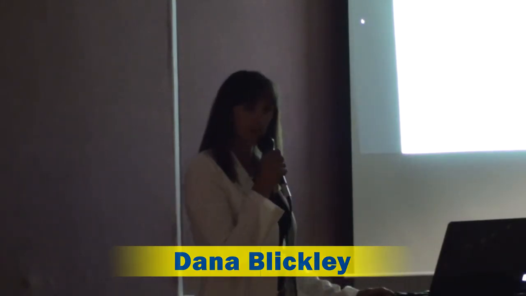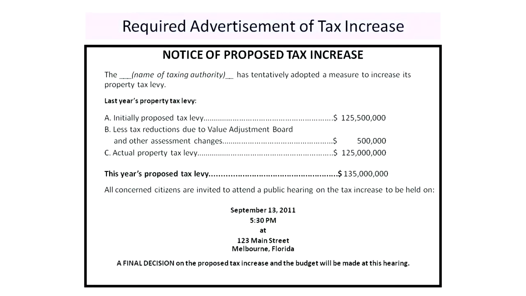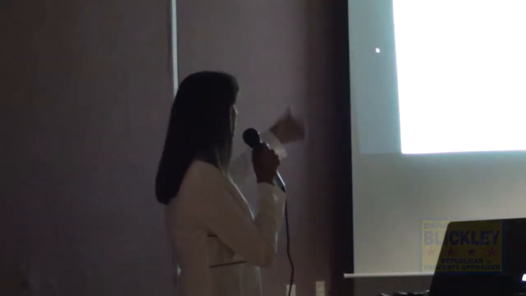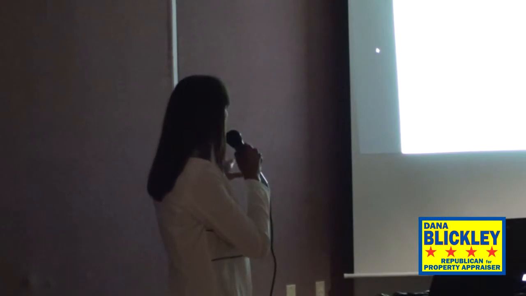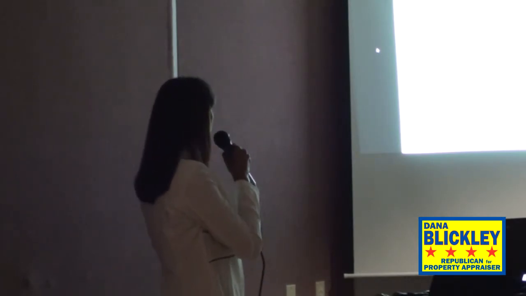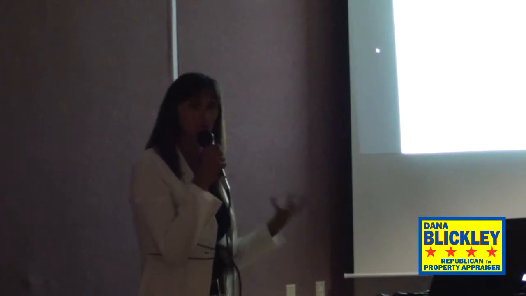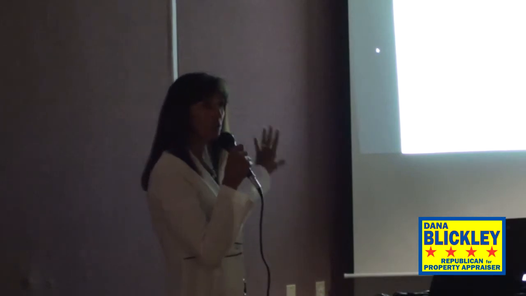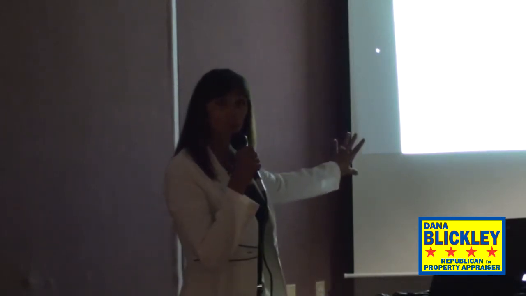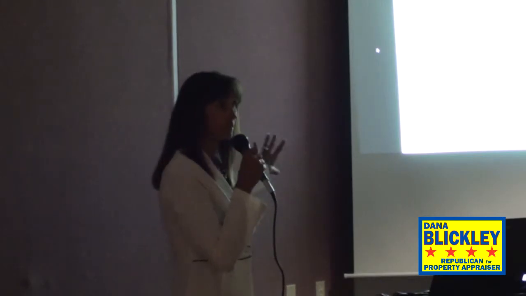So along with the budget summary, it would look something like this. This is what has to be advertised. The name of the taxing authority, the initially proposed tax levy. In our equation, we had 12.5. We lost $500,000 as a result of the value adjustment board reductions or exemptions or classifications that were granted. Our total actual property tax levy the previous year was $125 million, and this year we want to levy $135 million. So this is the notice that would be put in the paper. This is the only requirement. So this is your notice, guys. Hope you get the paper and read it that day. That's it. That's what you get.